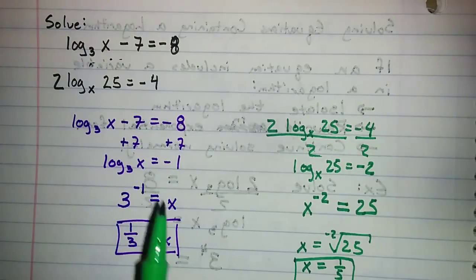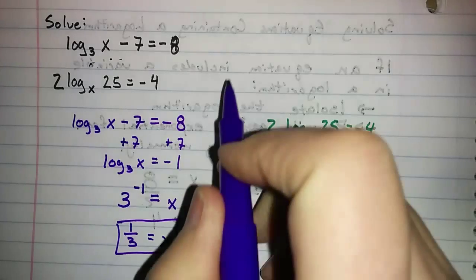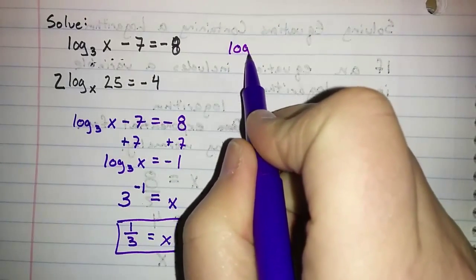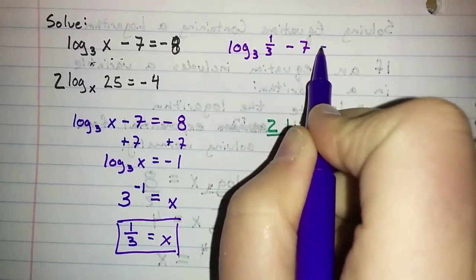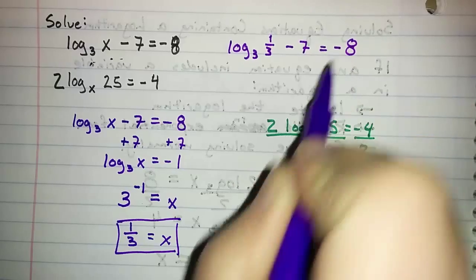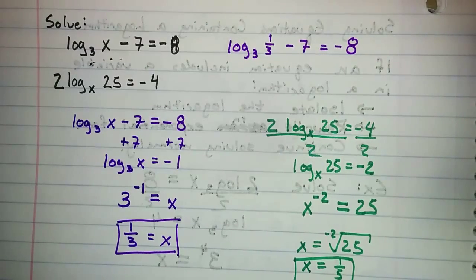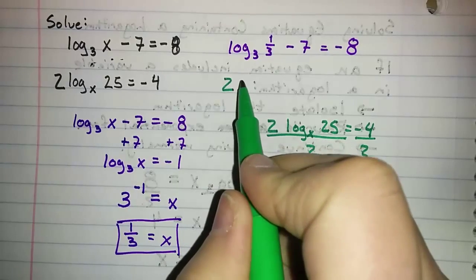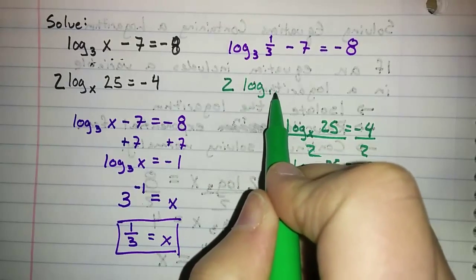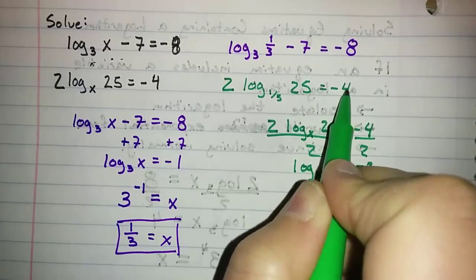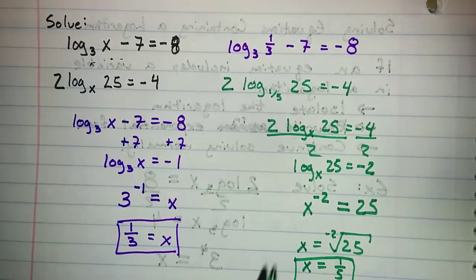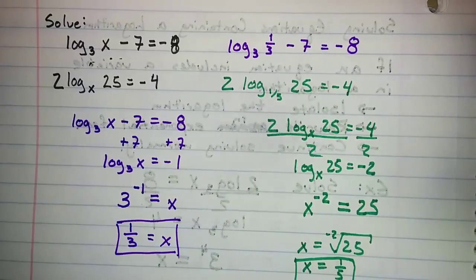So the claims I'm making are that the log base 3 of 1/3 minus 7 will give me -8, and that 2 times the log base 1/5 of 25 will give me -4. And if I'm not sure about either one of these answers, I can go ahead and calculate this and see if it works out.